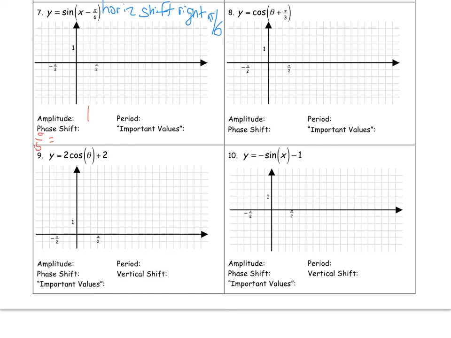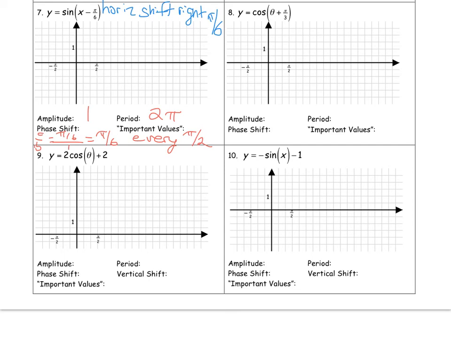So the value of C here is pi over 6. The value of B is a 1. And pi over 6 divided by 1, of course, is just pi over 6. So there's my phase shift, pi over 6. Period, again, you've got 2 pi over B, but the value of B is just 1, so 2 pi, we're good. And then important values, here we go again. Same deal, folks. You take your period, divide it by 4, and that tells you. So it is every pi over 2. Where my important values are going to take place.